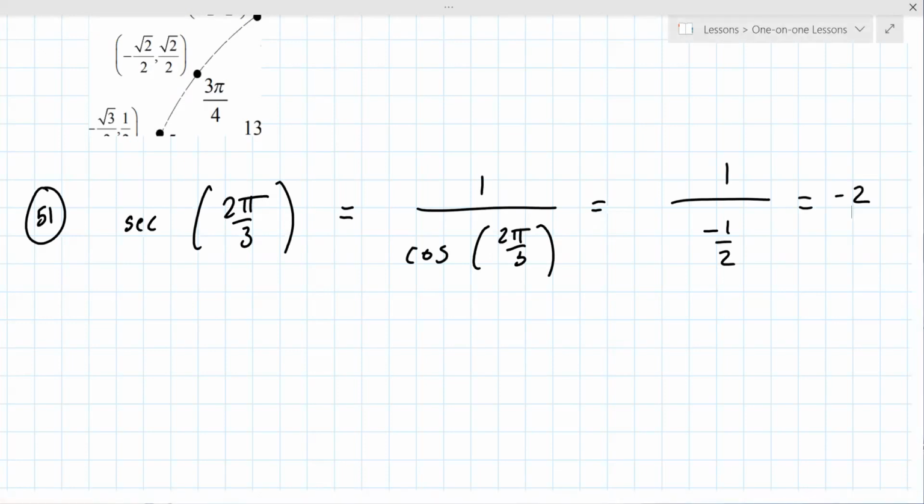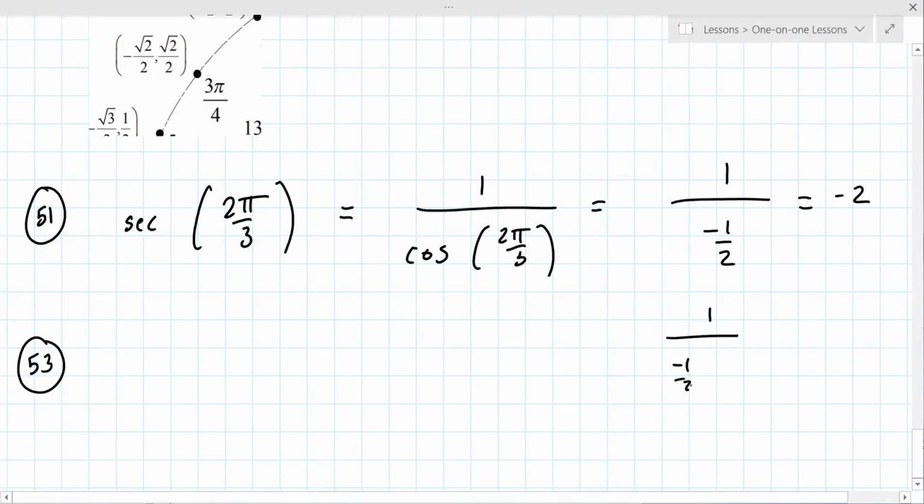Yep, that's it. How does it turn into -2? If you multiply the top and bottom by the reciprocal, -2 over 1, on the bottom everything just cancels out. You get 1 on the bottom, and on the top you get -2 over 1.